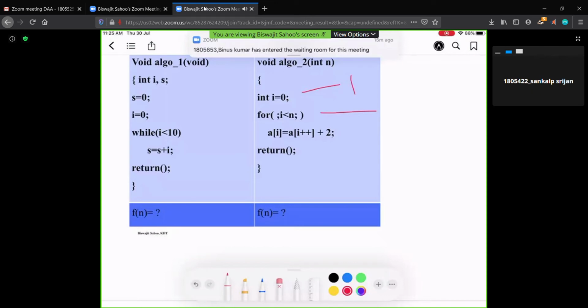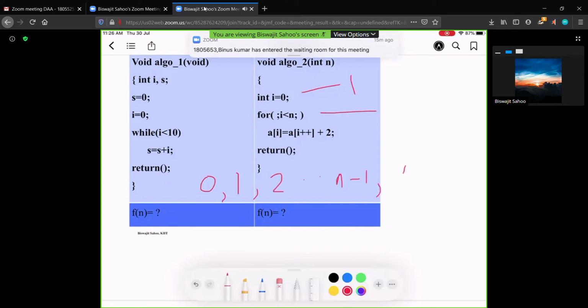N plus one. Acha, n. I started from 0, so the statement will be executed for 0, will also be executed for I equal to 1, I equal to 2, and continue as long as the condition is satisfied, up to n minus 1.